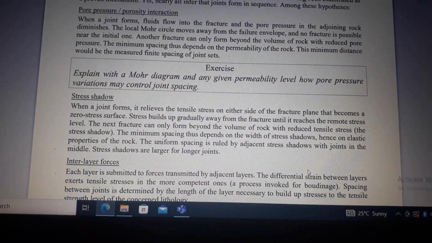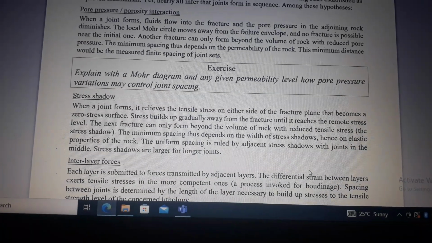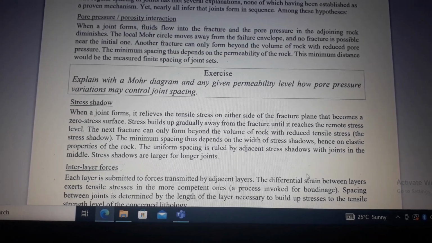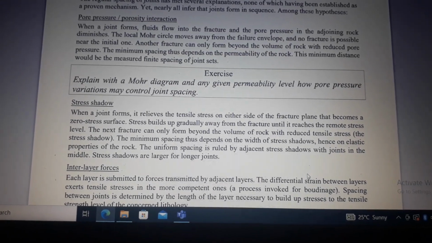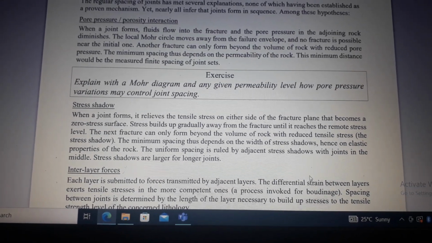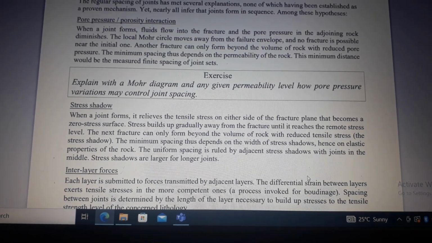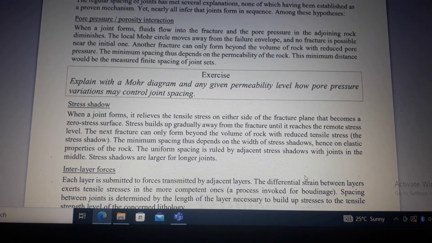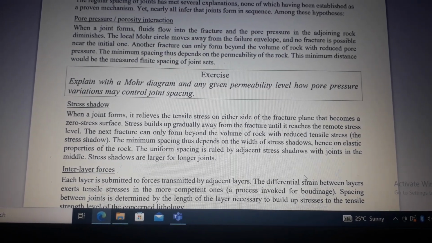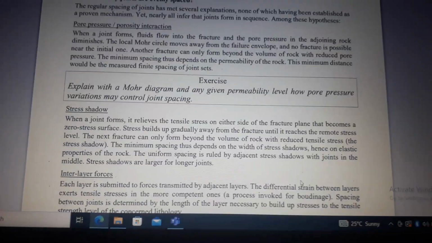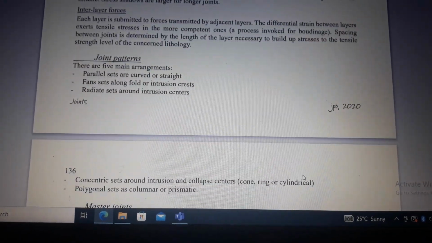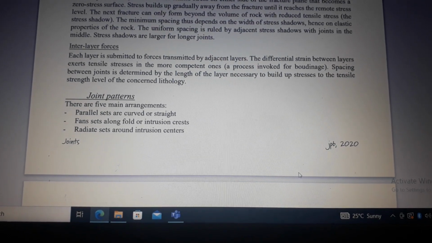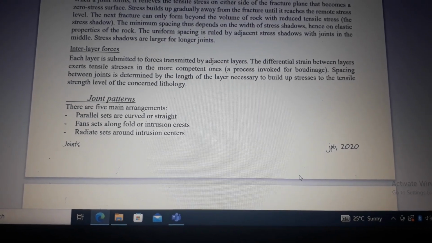Stress shadow is explained with a diagram; for any given permeability level, pore pressure variation controls joint spacing. Stress shadow: when a joint forms, it relieves the tensile stress on either side of the fractured plane, which becomes a zero stress surface. Interlayer forces: each layer is subjected to forces transmitted by adjacent layers.